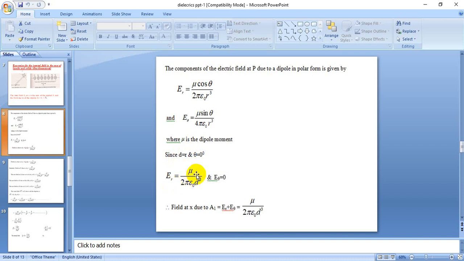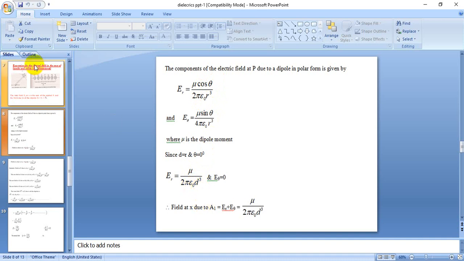So ER can be written with the angle theta as 0 degrees. If I consider the angle is 0 degrees, then sin 0 is 0 and cos 0 is 1. So cos 0 gives only 1, and only the ER component will remain, that is mu divided by 2 pi epsilon naught d cube, where I substituted d for r. And E theta is equal to 0, because for theta equal to 0, sin 0 is 0, so the entire term becomes 0. So we get ER alone, with d substituted for r: mu divided by 2 pi epsilon naught d cube.